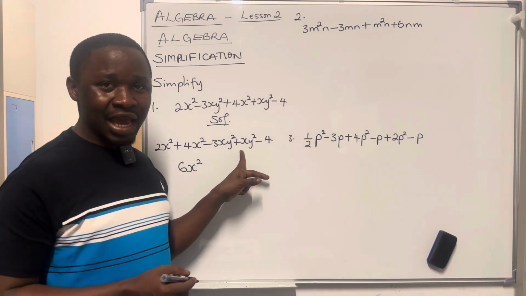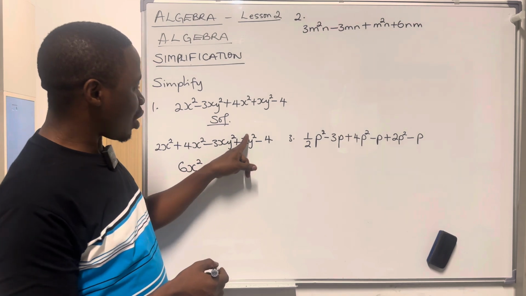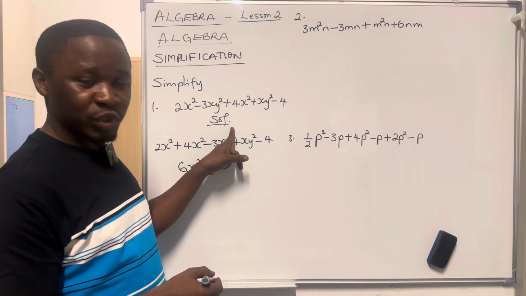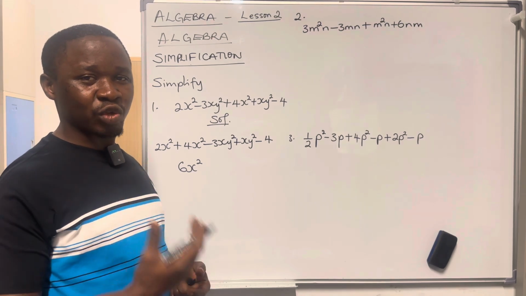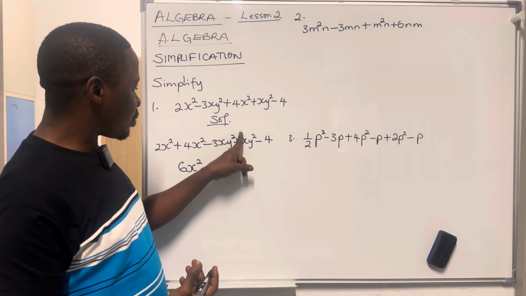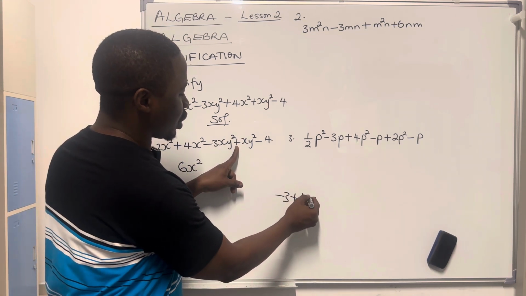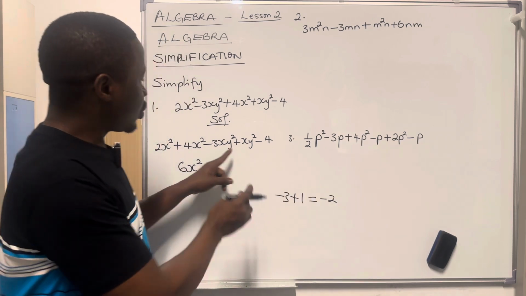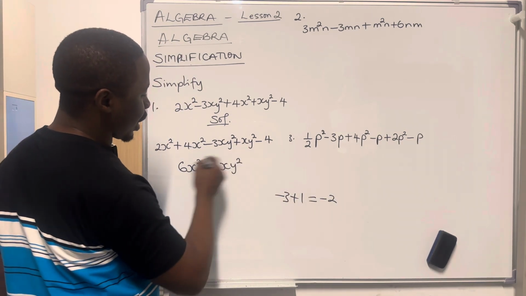This and this, are they like terms? Let's see. X with power 1, x power 1. Y with a power of 2, y with a power of 2. They are like terms. We can add them, we can subtract them. The coefficient here is minus 3. The coefficient here is plus 1. So minus 3 plus 1. What do we get? Minus 2. So we get minus 2xy squared.